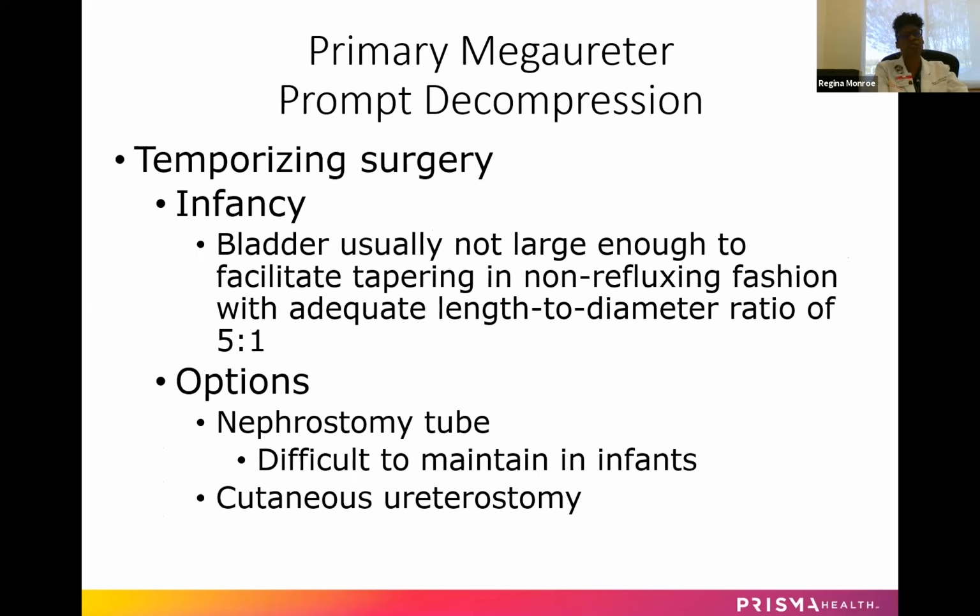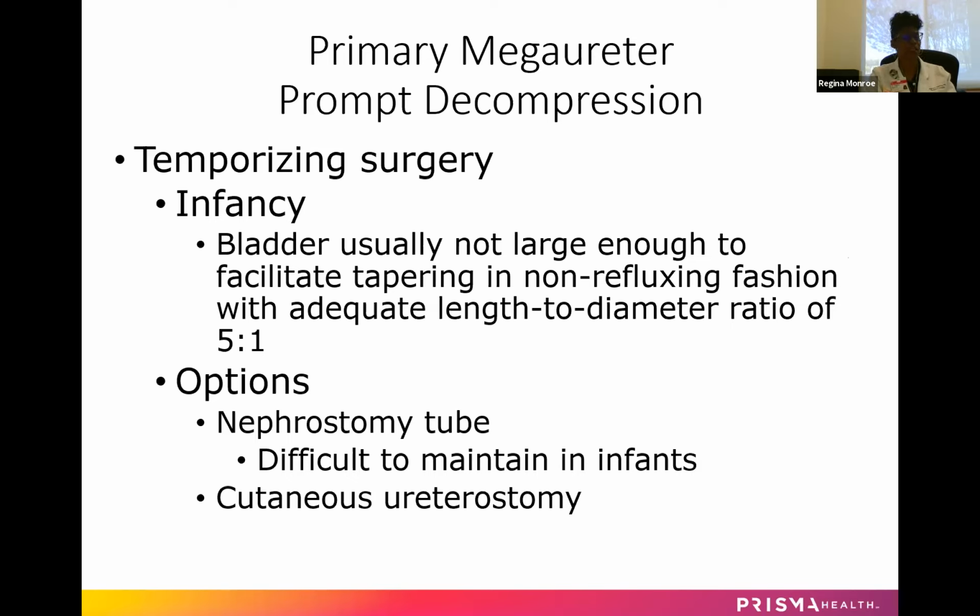Nephrostomy tubes, certainly you could put those in as a temporizing maneuver, but they're typically difficult to maintain in infants. They don't have much fat, so they don't stay in well, and they move around a lot and tend to pull out by accident. So, certainly if you're in a pinch and you need to do a nephrostomy tube, that's a viable option, but really not a long-term solution.